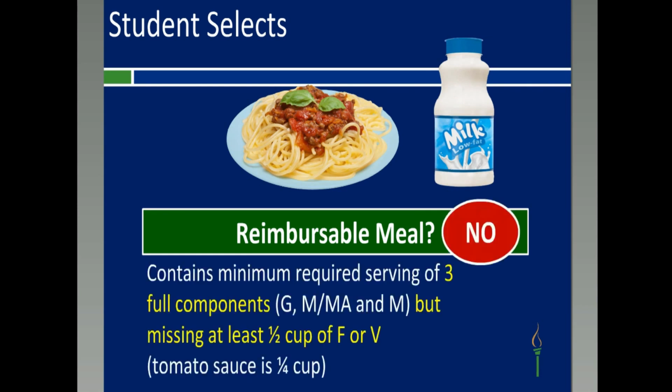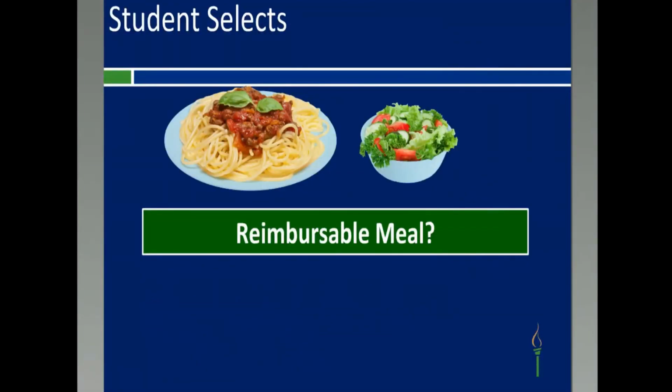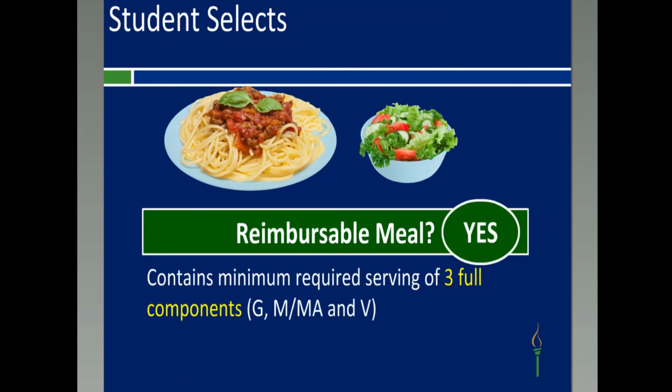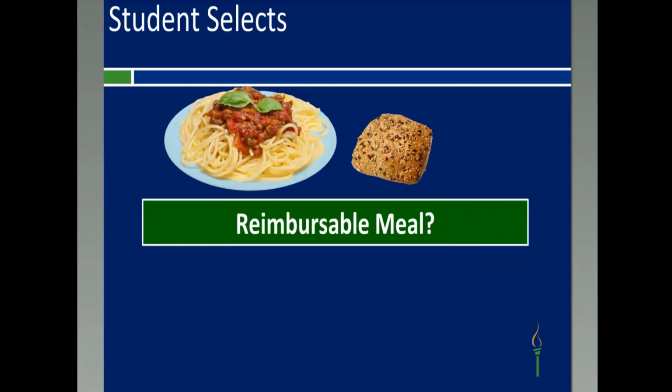So if the student selects the pasta with the meat sauce and the milk, we cannot claim that for reimbursement because they are only getting a quarter cup of vegetable in the tomato sauce. Here, we can count this for reimbursement because they are getting 3 full components. The whole grain pasta counts towards the grains, the salad counts towards the vegetable requirement, and the pasta sauce counts towards the meat alternate.